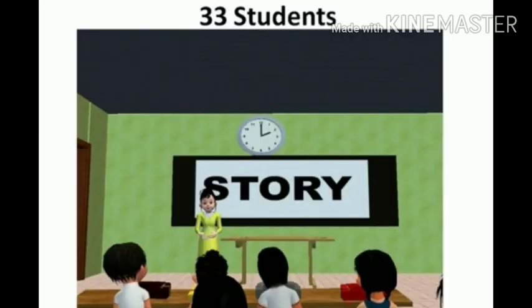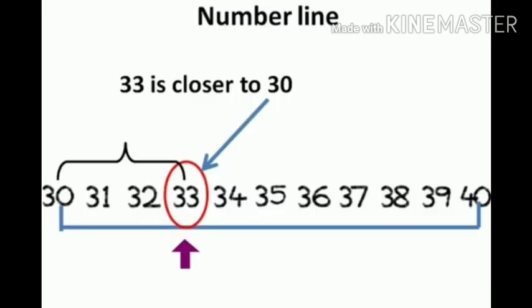What if 33 students were there in your class? Let us again use the number line. See, this is 33. It is between 30 and 40. If you see closely, 33 is closer to 30 as compared to 40. So, we round down 33 to 30.